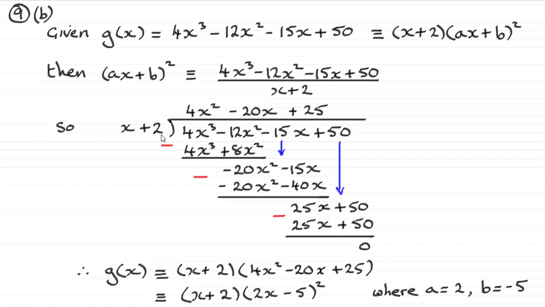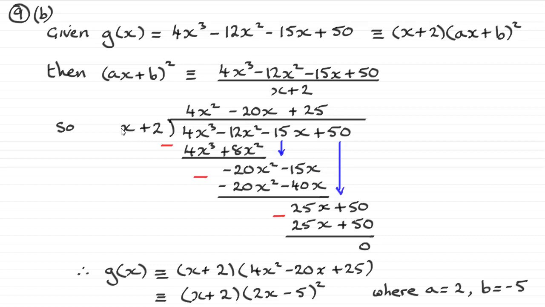If you're unsure of this, do check out the video tutorials I've got on algebraic long division. It's quite lengthy. I'll just briefly explain. What we do is we find a value that you multiply the x by to give the 4x cubed, and it's that 4x squared there. So you do 4x squared times all of x plus 2, and that gives you 4x cubed plus 8x squared. You take it away to find out what the remainder is, and it turns out that minus 12x squared minus that plus 8x squared is minus 20x squared. You bring down the next term, minus 15x, and you repeat the process again.